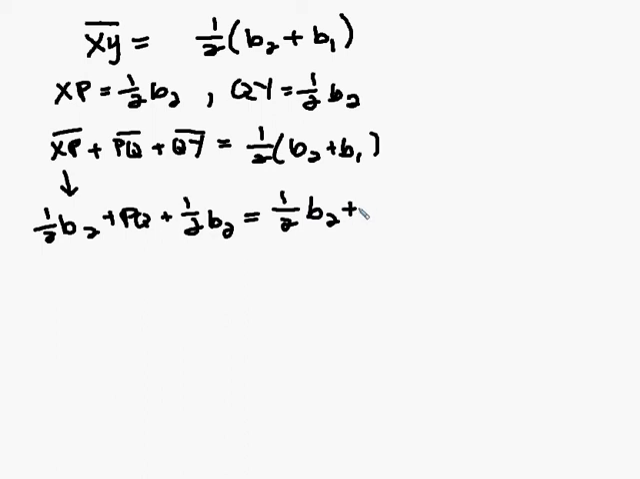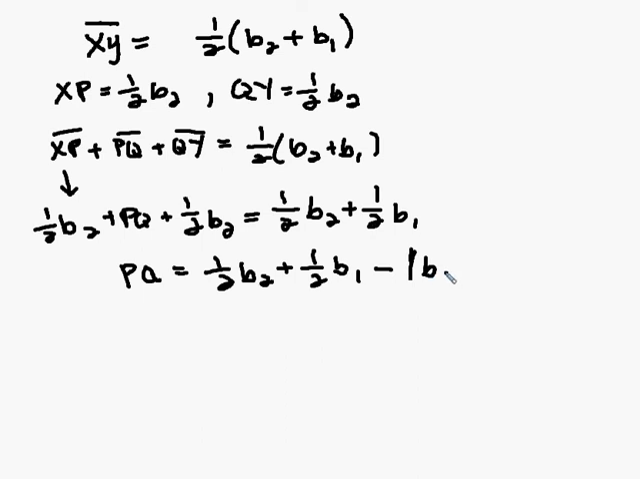And I'm going to distribute the half here. I have 1/2 B2 plus B1. I have 1/2 of B2 plus 1/2 of B2. That's 1 B2. So I'm going to subtract 1 B2 from both sides. And I'm left with PQ is equal to 1/2 B2 plus 1/2 B1 minus the 1 B2 that I brought from the left-hand side. And this leaves me with PQ is equal to 1/2 of B1 minus 1/2 of B2.